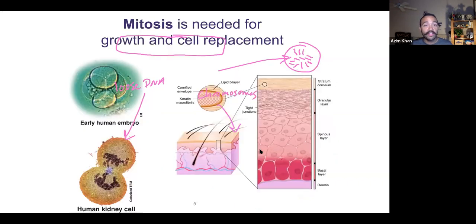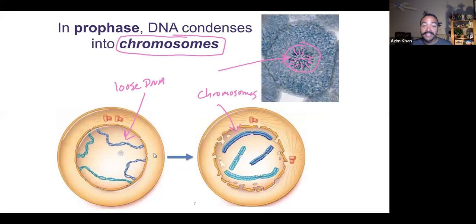That's what we're doing in prophase. Prophase is condensing the DNA so it's easier to figure out whose DNA is whose. Are we going to send it to this side or this side? That's a major thing that happens in prophase. The nucleus also goes away. That's what's going on right here. If we're going to separate the DNA, you need to get rid of the nucleus.